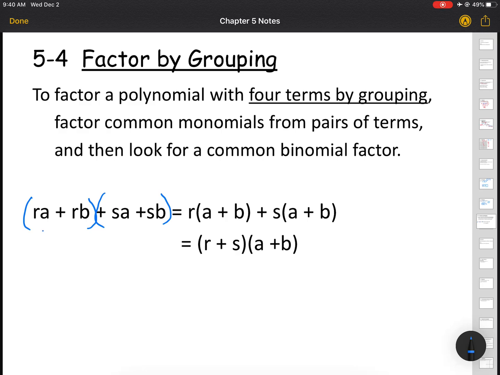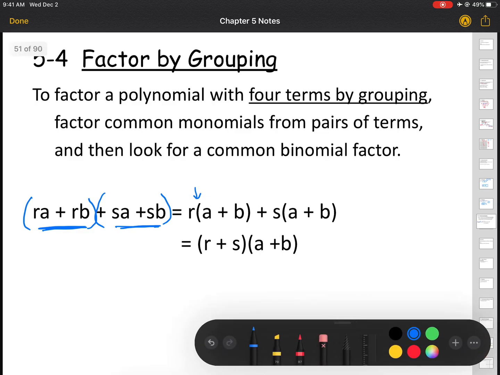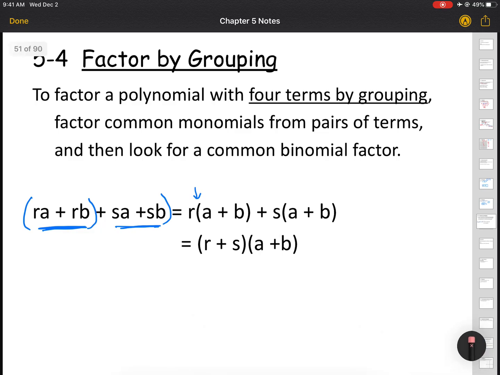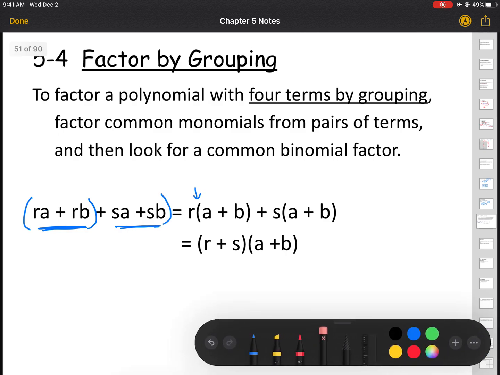And if I notice here, in my first group, I have a common letter of r, so we factored out the r, and we're left with a plus b. Same thing in the second group. I have a common factor of s, so I'm going to pull that s out, and I'm going to be left with a plus b again.